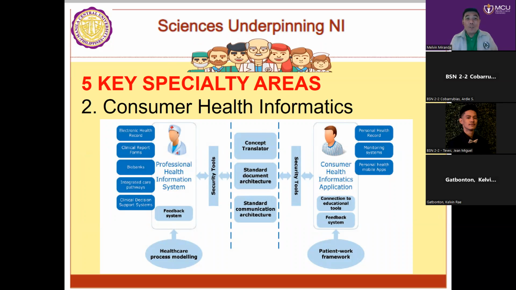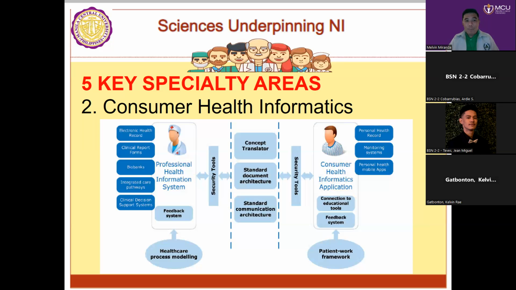Now let's proceed with consumer health informatics. In consumer health informatics, there are two beneficiaries: the professional health information system and the consumer health informatics application. If you will notice, in consumer health informatics, as health professionals, I can access the electronic health record. I can access clinical report forms. I can access biobanks, meaning those examination results. Integrated care pathways, meaning the historical and hospitalization status of the patient. Clinical decision support system is on how it maximizes the sharing of information among the other healthcare professionals.